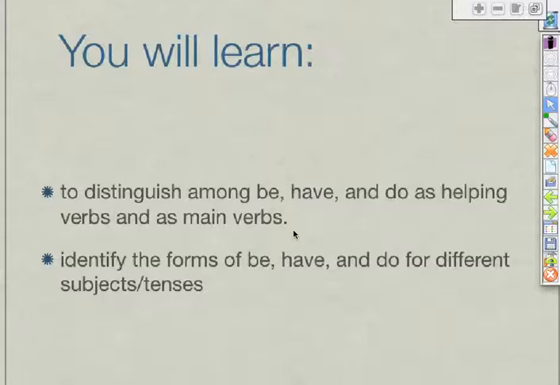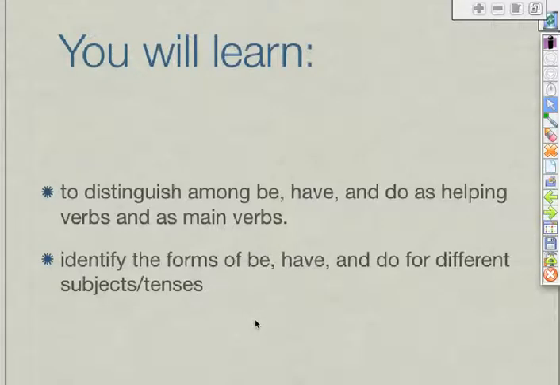Okay, so when we're looking for them, you have to understand sometimes you'll see them as a main verb, and sometimes you'll see them helping an action. Okay, and then also after this, you should be able to identify the forms of be, have, and do for different subjects and tenses.